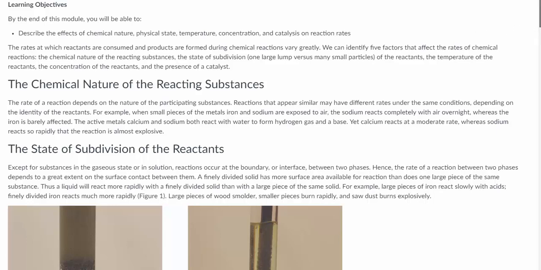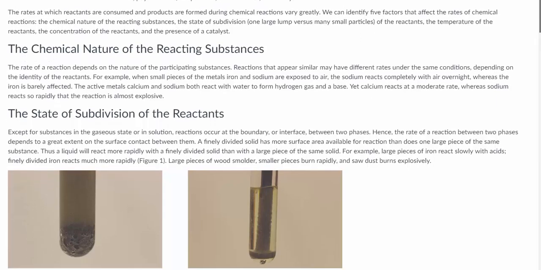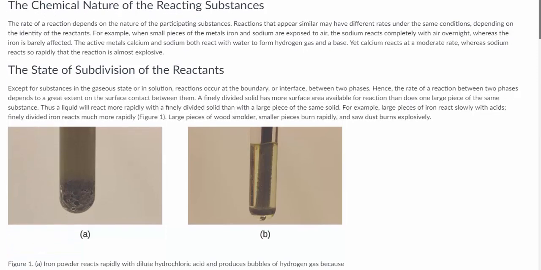We can affect the rate of a chemical reaction in several different ways. And one way to affect the rate of a reaction is by simply choosing reactants that are more reactive. That seems intuitive, but when you're looking at something like calcium and sodium, they both react with water, they form hydrogen gas and a base, but calcium reacts much more slowly than sodium. Sodium is a much more reactive metal.